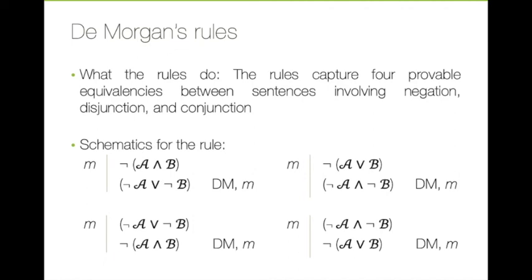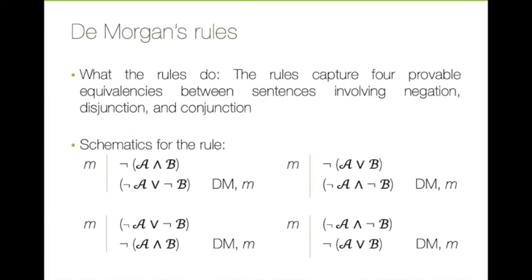So looking at the schematics, the left-hand rules show that the disjunction of 2 negations, not A or not B, can be inferred from the negation of a conjunction. It's not the case that A and B, and vice versa. The right-hand side shows that the conjunction of 2 negations, not A and not B, can be proved from the negation of a disjunction on line M. It's not the case that A or B. And also the reverse below.